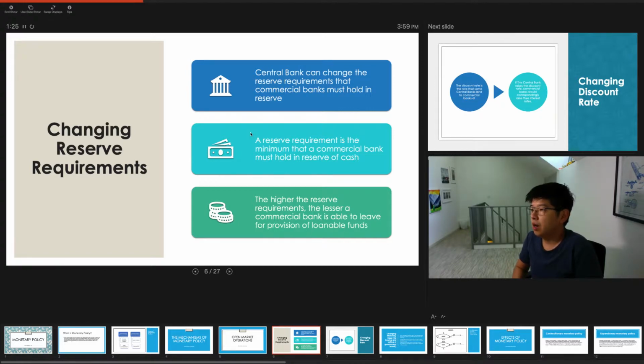If you have a higher reserve requirement, that means you have less that you're able to lend out. And if you have less that you're able to lend out, then the supply of loanable funds will decrease, right? Which will raise interest rates. So the higher the reserve requirements, the lesser the supply of loanable funds, and that affects interest rates. That's how central banks can use the reserve requirement to affect interest rates.